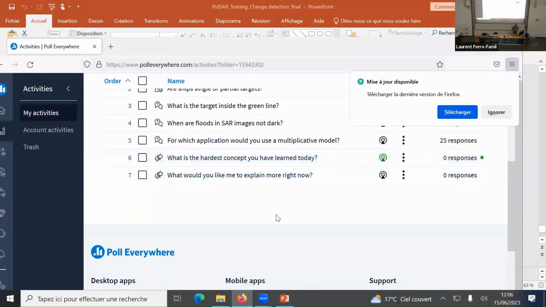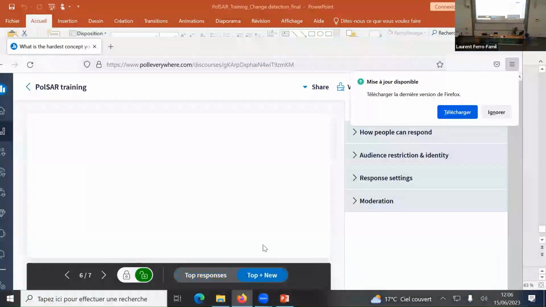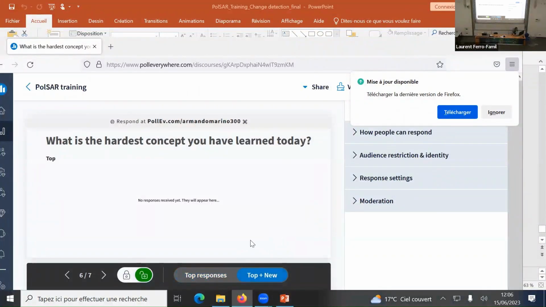Okay, so now you should find something that says what is the hardest concept you have learned. And once you write it, everybody will be able to see it. So be careful what you write. And you can also rank it. You will see what other people say, and you can say thumbs up, thumbs down. If you think it was really hard, thumbs up. If you think, no, that was the easy bit, thumbs down. Let's see if it works.